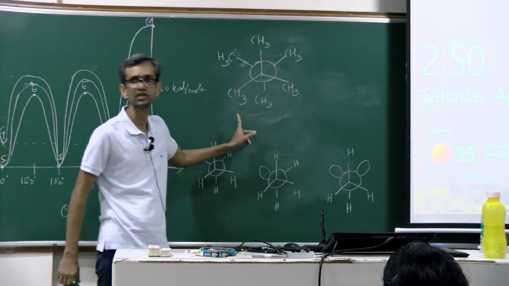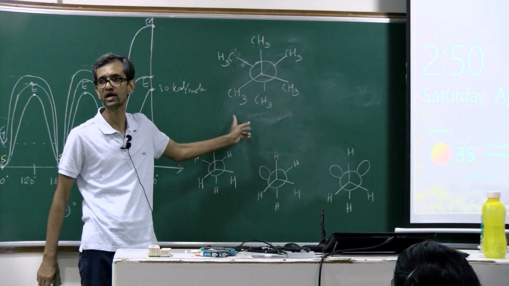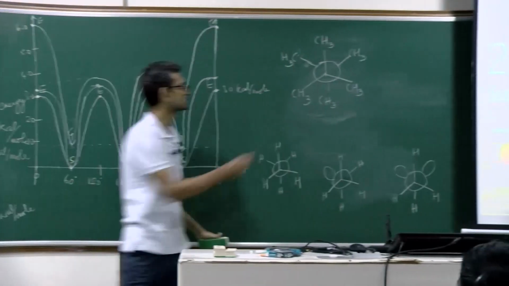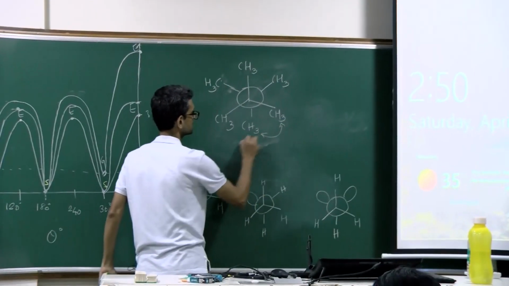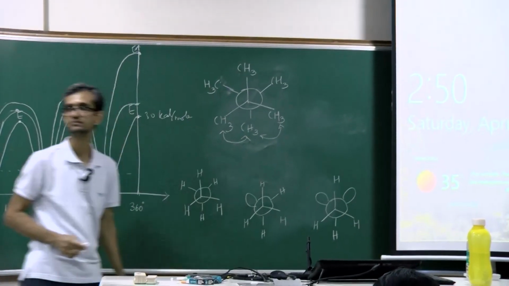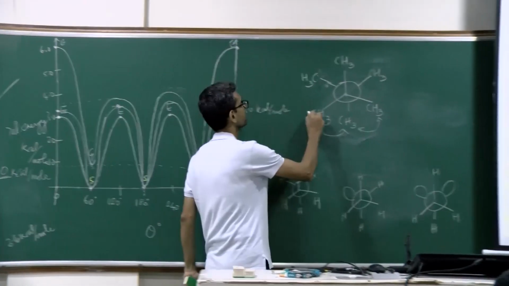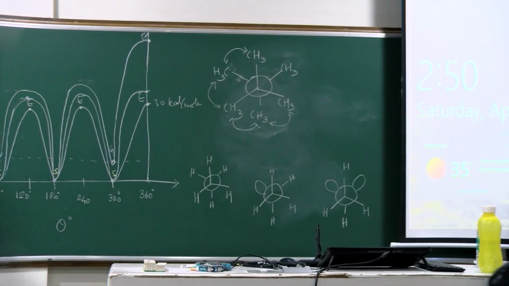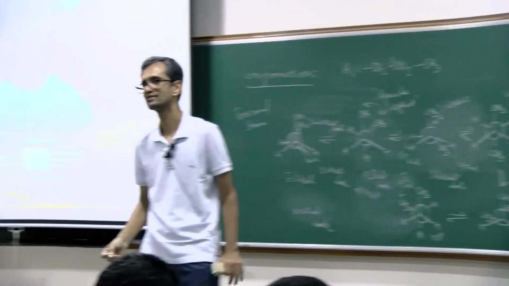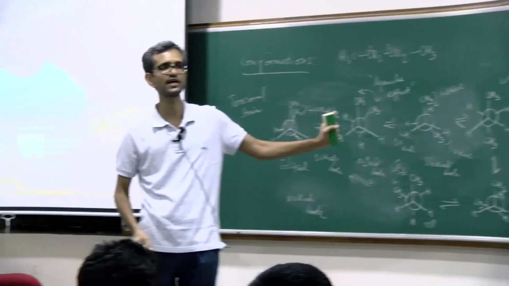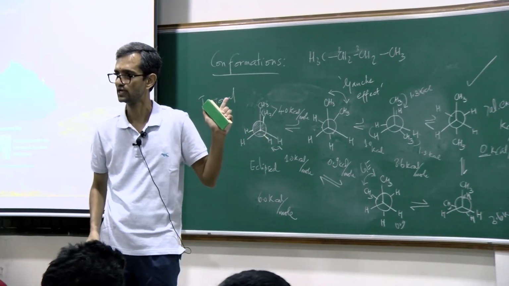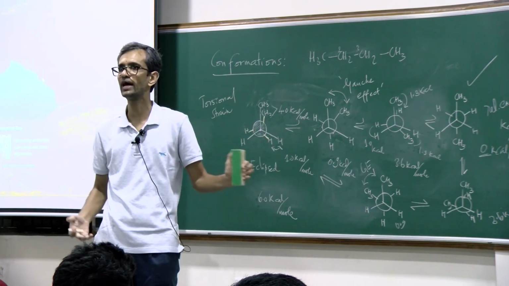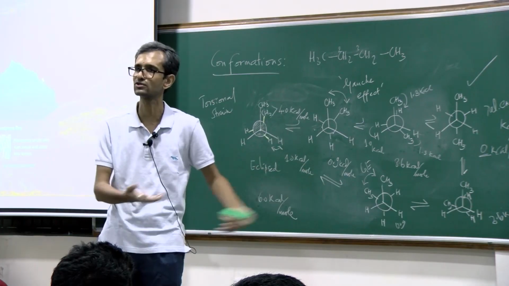this is again gauche only. How many gauche effects do you have here? 6. Because this is a gauche, this is again a gauche. Again you have a gauche here, you have a gauche here. All of them are gauche interactions only, right? So each of these gauche interactions would account for 0.9. 6 of that would turn out to be 5.4. So increasing the barrier even for the gauche conformer to a significant amount.